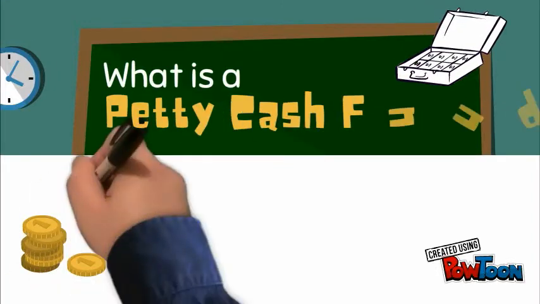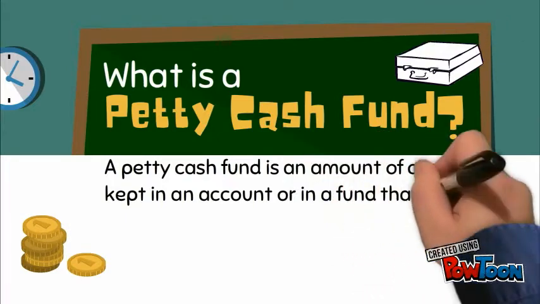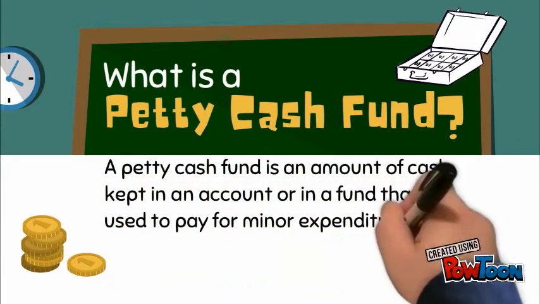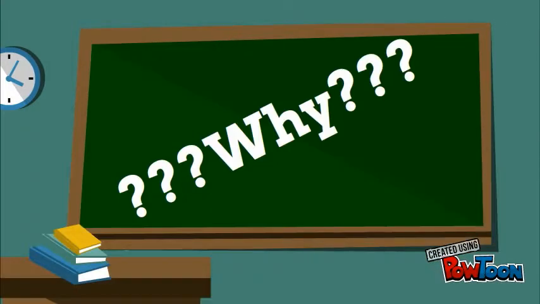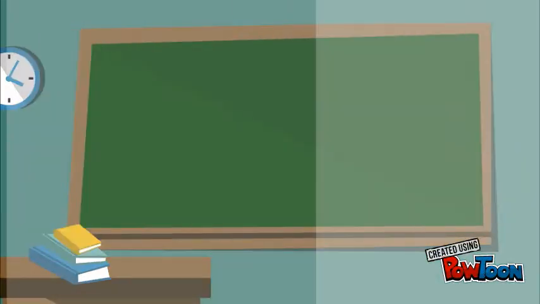What is a petty cash fund? A petty cash fund is an amount of cash kept in an account or in a fund that is used to pay for minor expenditures. Minor cash amounts are burdensome if required to be logged in the usual authorized electronic transfer or double-signed check form. Therefore, one of the two cash controls, petty cash, exists.